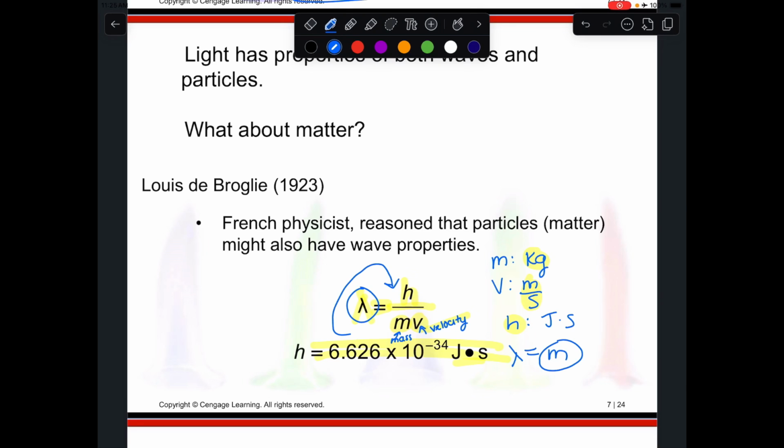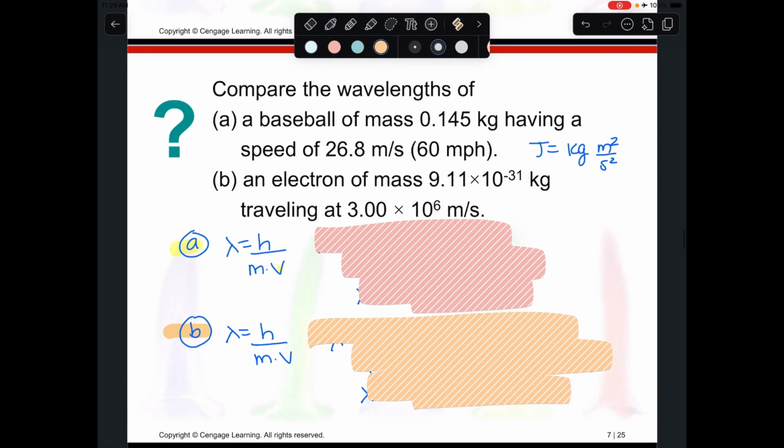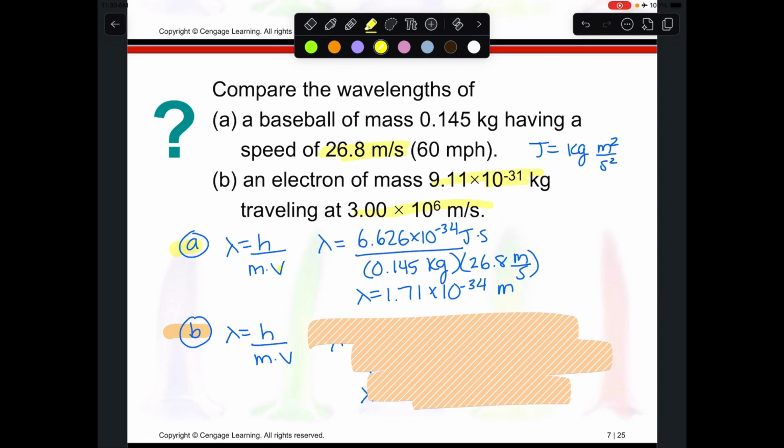Now, if you'd like to work through how to cancel the units, I would have no problem doing that with you. Please let me know. In this video, I'm just going to have you use process of elimination to figure out what unit you need. We're going to apply the equation we just used to two examples, comparing the wavelengths of a baseball and of an electron. We are given masses in kilograms, which we know to be the correct unit. We are also given speed, or velocity, in meters per second, which is correct. So let's try to set that up. If I were you, I'd try to set that up on your own, and then check your work with mine.